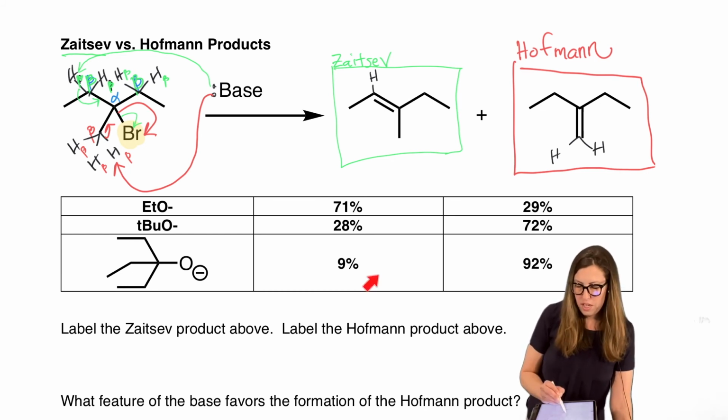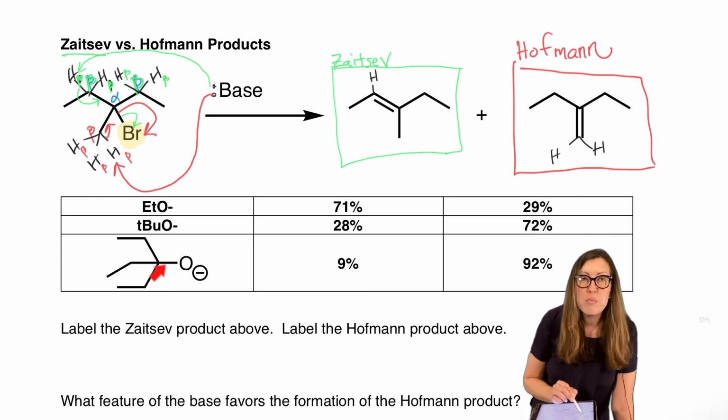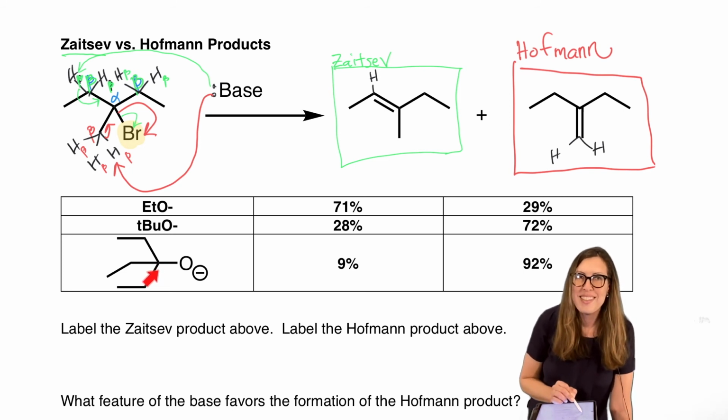So we would say, okay, this is only 9% form, so Zaitsev is minor when the base is bulky. Hofmann's major when the base is bulky. We can flip that ratio, and in fact, this is the majority of the time because we often don't use a bulky base unless we have a plan, like a devious plan to have steric control.